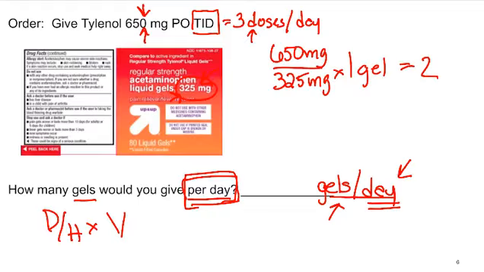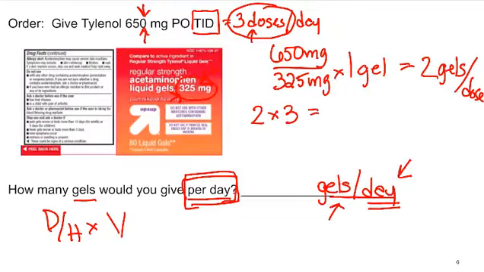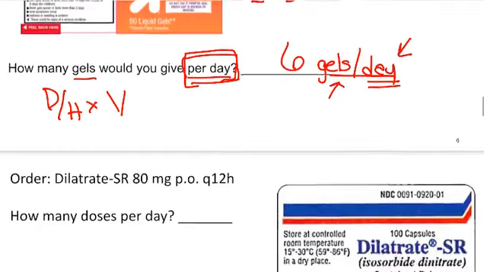I'm going to give 2 gels per dose. And if I'm giving 2 gels per dose and I'm giving 3 doses per day, 2 times 3 equals 6. I'm going to be giving 6 gels per day. 6 per day. Okay, moving right along.